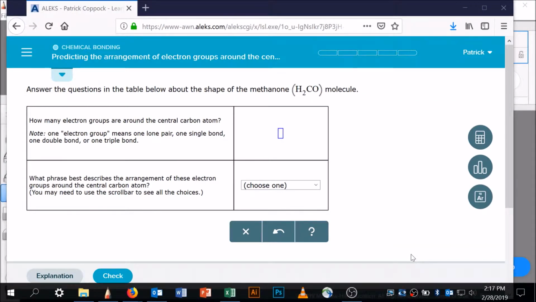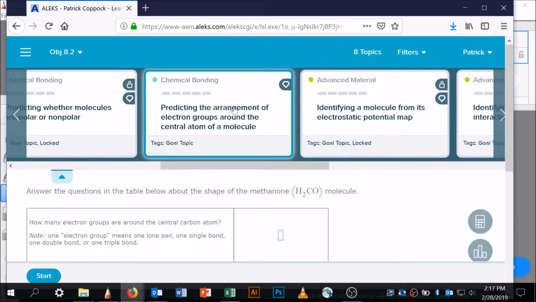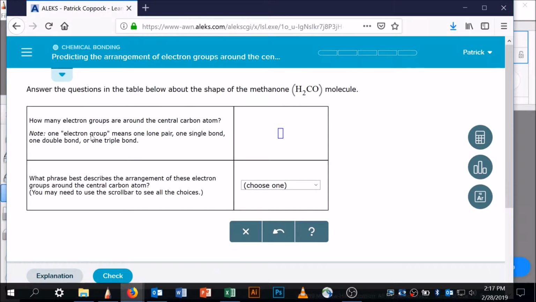Okay, so I got a student request for help with this topic, predicting the arrangement of electron groups around the central atom of a molecule. Let's see what that says. Predicting the arrangement of the electron groups around the central atom of a molecule. All right, so we're going to be asked a couple different things.